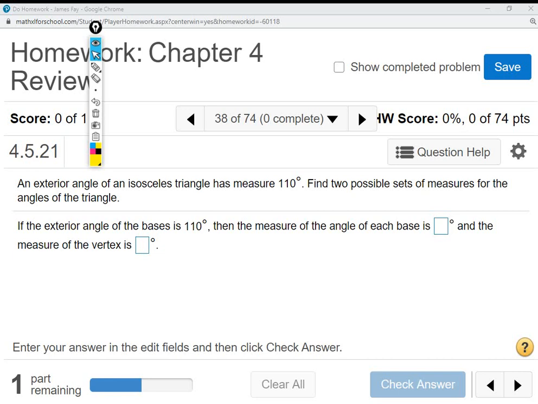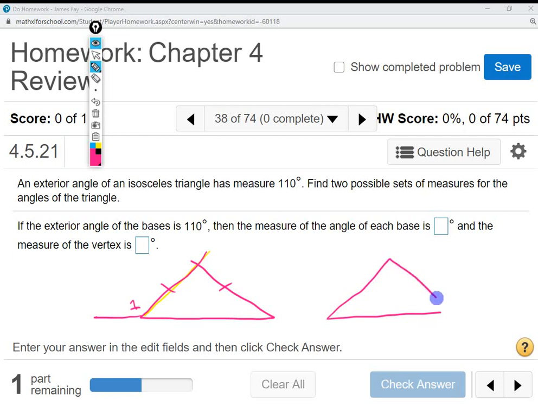Isosceles triangle, we don't know if we have this as the isosceles triangle, if the exterior angle is, let's say, angle 1 right there, or if this is my isosceles triangle and the exterior angle is angle 2. Because here it's exterior to a base angle, right? Here it's exterior to the vertex angle. So it says an exterior angle of an isosceles triangle has measure 110.